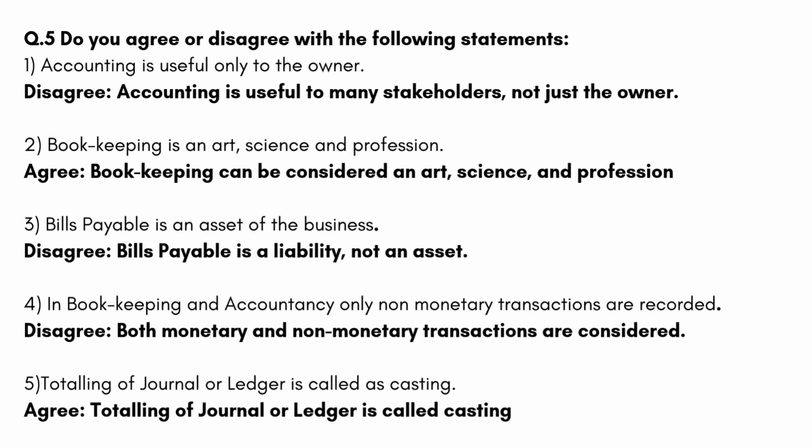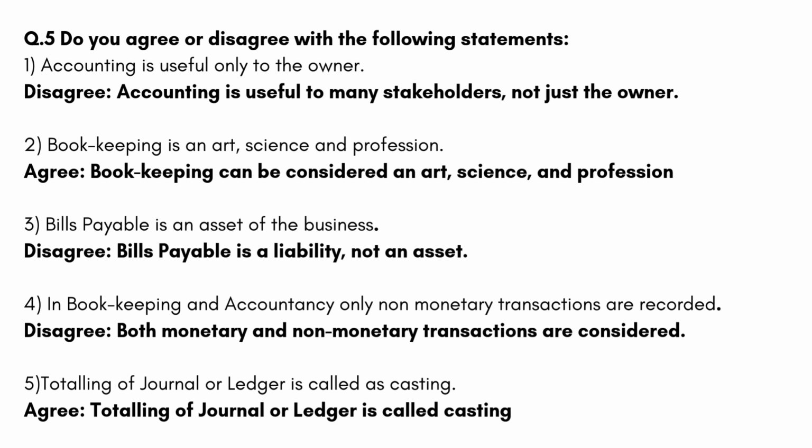Q5. Do you agree or disagree with the following statements? 1. Accounting is useful only to the owner. Disagree. Accounting is useful to many stakeholders, not just the owner. 2. Bookkeeping is an art, science and profession. Agree. Bookkeeping can be considered an art, science and profession. 3. Bills payable is an asset of the business. Disagree. Bills payable is a liability, not an asset.